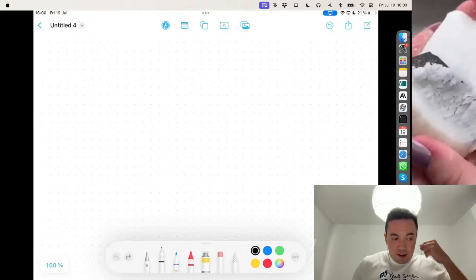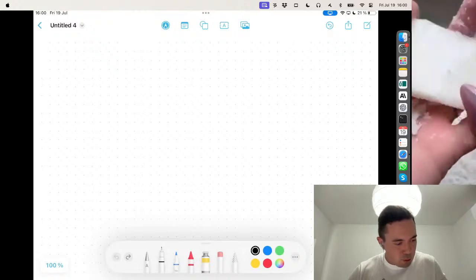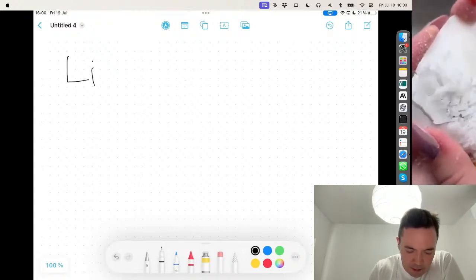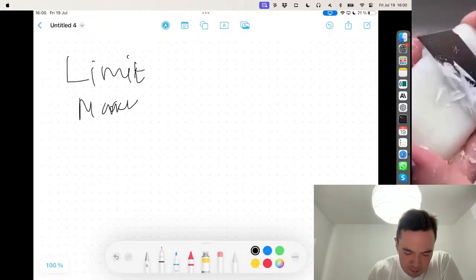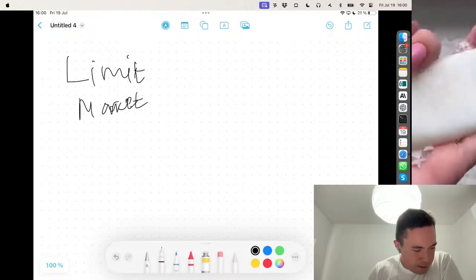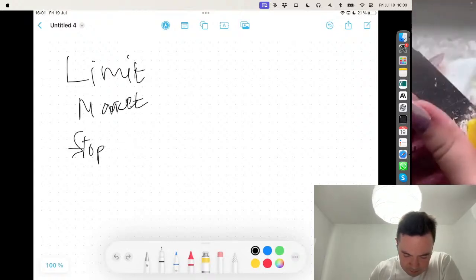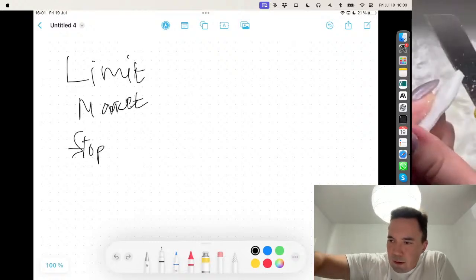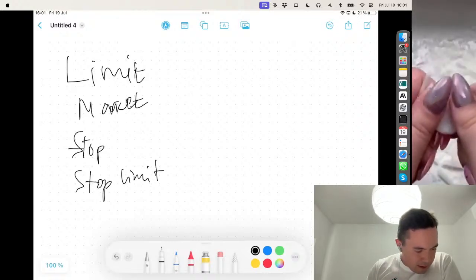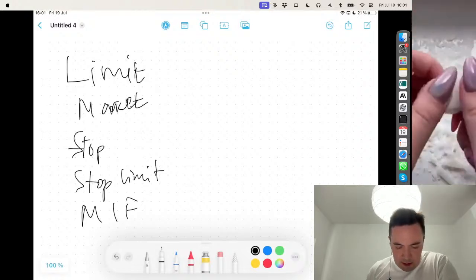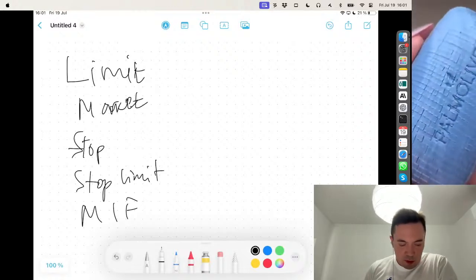So last week we took a look at all the different order types, right? So what were they? The limit order, the market order, the stop order, stop limit, and market if touched. We described these, and we stopped at validity and expiration of orders.